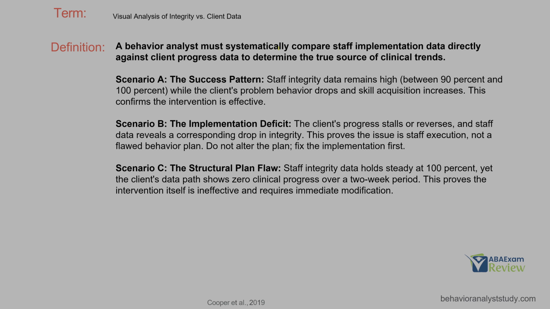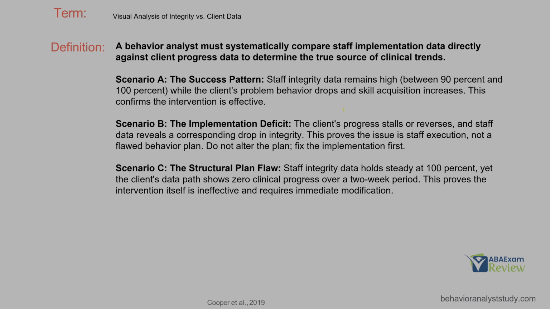We also want to compare staff implementation data against client progress. So like we talked about, let's look at scenario A, okay? Staff integrity data is high, let's say between 90 and 100%. Staff are doing what they're supposed to. Client's problem behavior drops, skill acquisition increases. What does this tell us? Well, it says treatment plan is being implemented correctly. We're seeing client change. Seems everything is going very well.